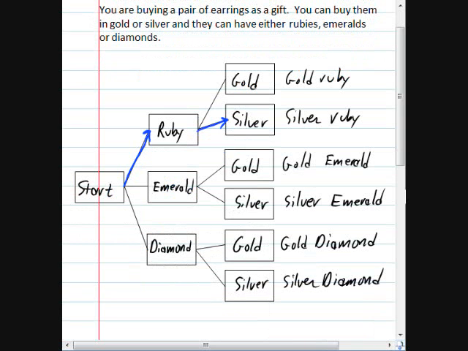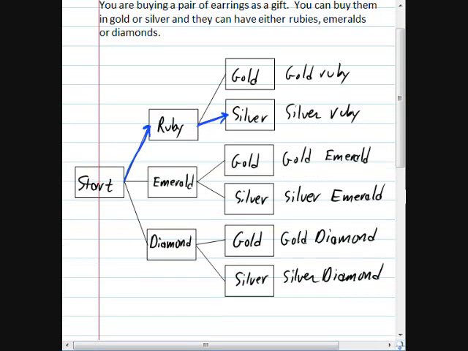For example, the first path, ruby to gold, gives us one of the types of earrings: a gold earring with a ruby. The second path, a silver earring with a ruby. The third path, a gold earring with an emerald. Then we have silver with emerald, then gold with diamond, and silver with diamond. So each path through the tree represents one of our final outcomes.